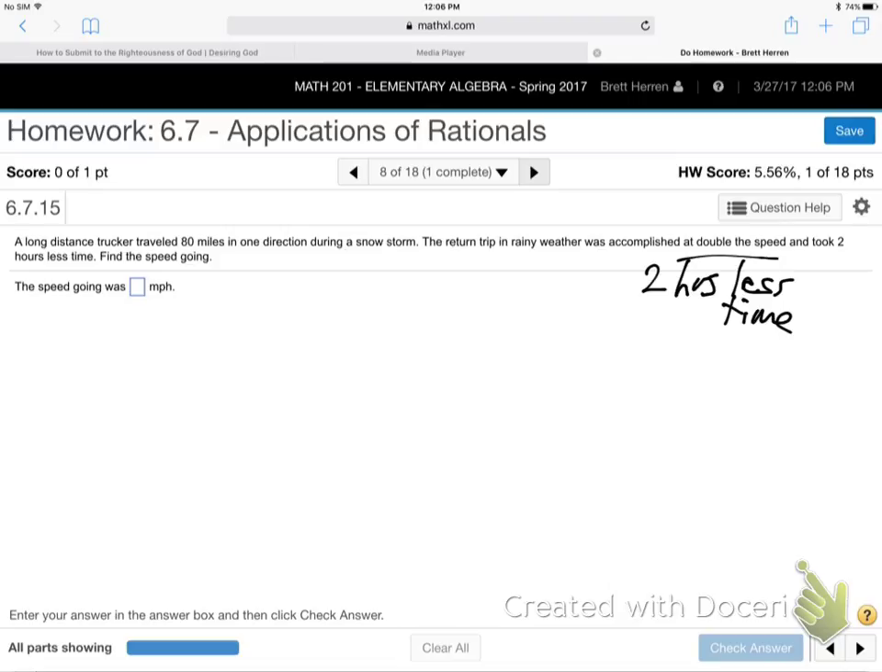So the return trip, whether it comes to double the speed in 2 hours less time. The return trip. Everybody got it? So less, 2 hours less time. So less, minus 2. Oh, I wrote it right here for you. 2 hours less time.